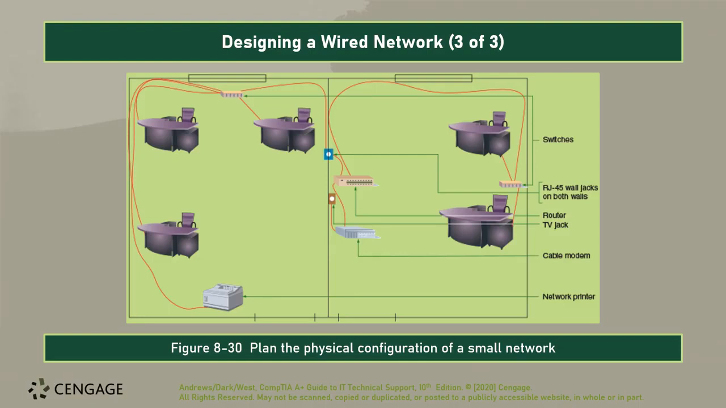So this is what we would call a physical topology for the layout. A logical topology would just be how they're related to each other. So that cable modem would obviously be at the top, the router would be just below it, and then secondary switches beneath that with end devices below those.